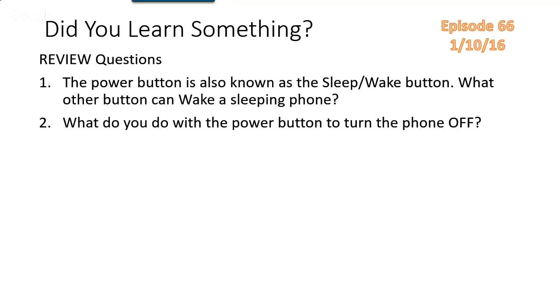What do you do with the power button to turn the phone off? You hold down on it. So just press the power button and just hold down on it until a message appears. The on-off button, the sleep-wake button, the long button. And then you usually have to slide to turn it actually off. That keeps you from doing it accidentally.